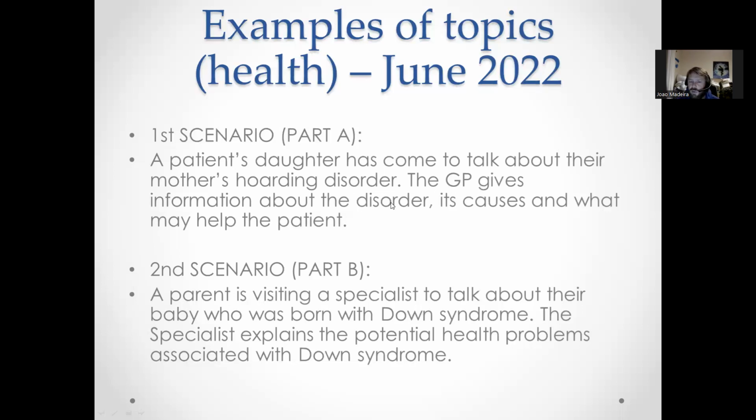The GP then gives information about the disorder, so there'll be some sort of description of what it is. Quite often he might talk about what triggers it, and so on. In fact, he does mention here the causes and what may help the patient. So then he talks about treatments. Yeah, so we've got the three broad categories here. So two sentences, and it tells us all of that about the topic. So it tells us about symptoms.